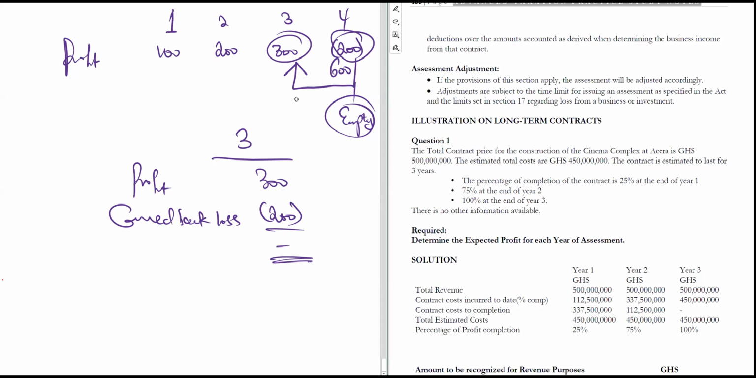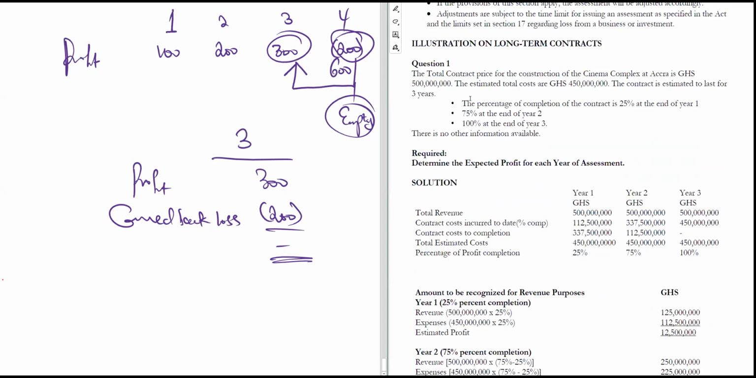If we made a loss of 600,000 in year 4, and we had an estimated profit of 300 in year 3, how much of the loss can we carry back? That's my question. 300. Only 300. That's the limit. You cannot deduct more than that, right? You can only carry back the 300.